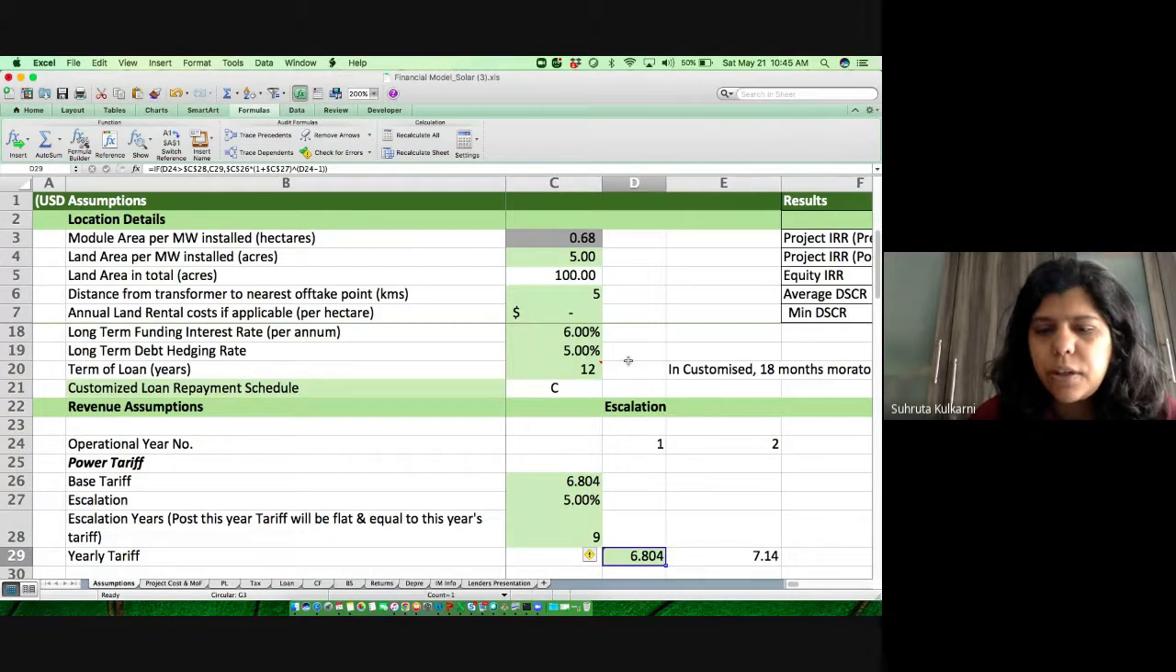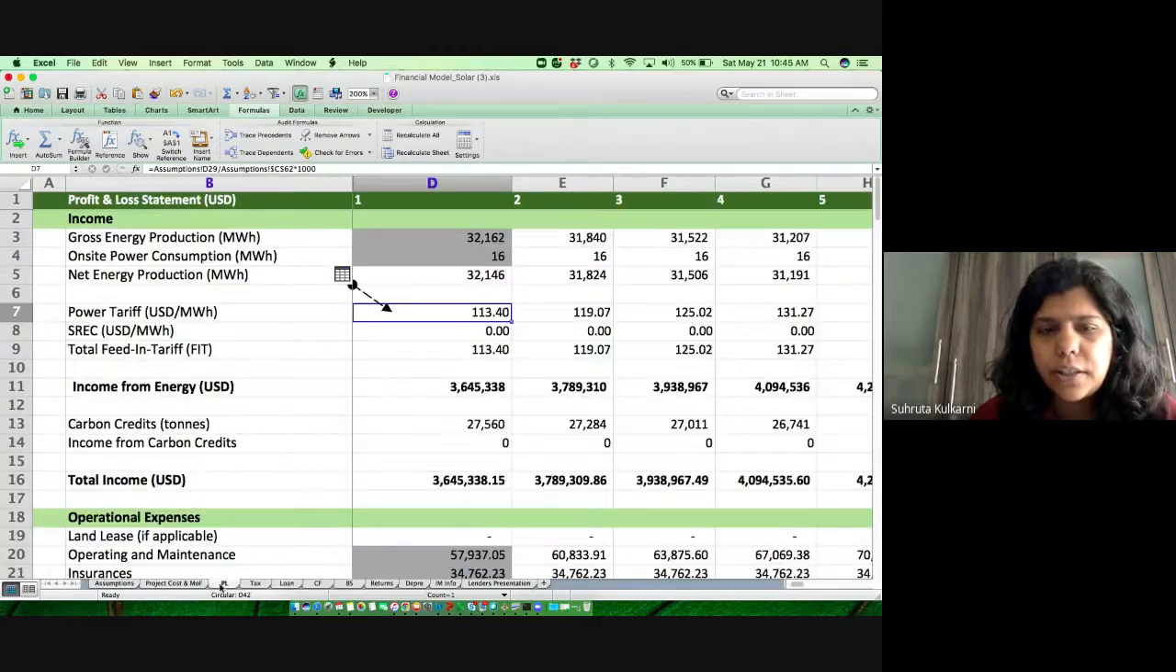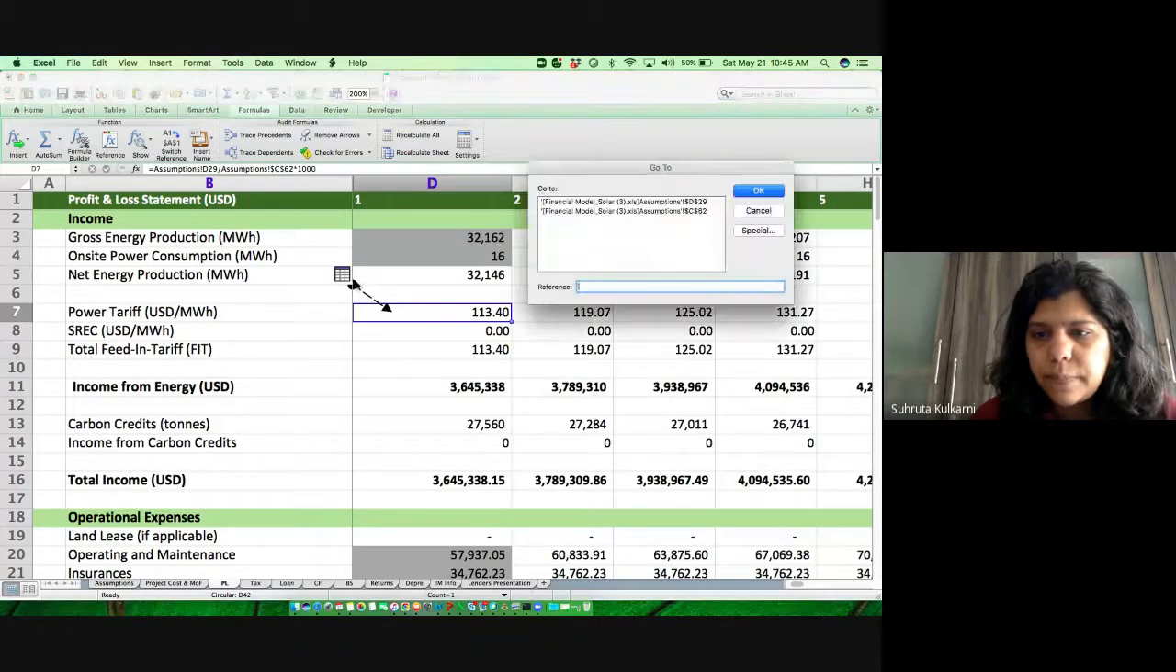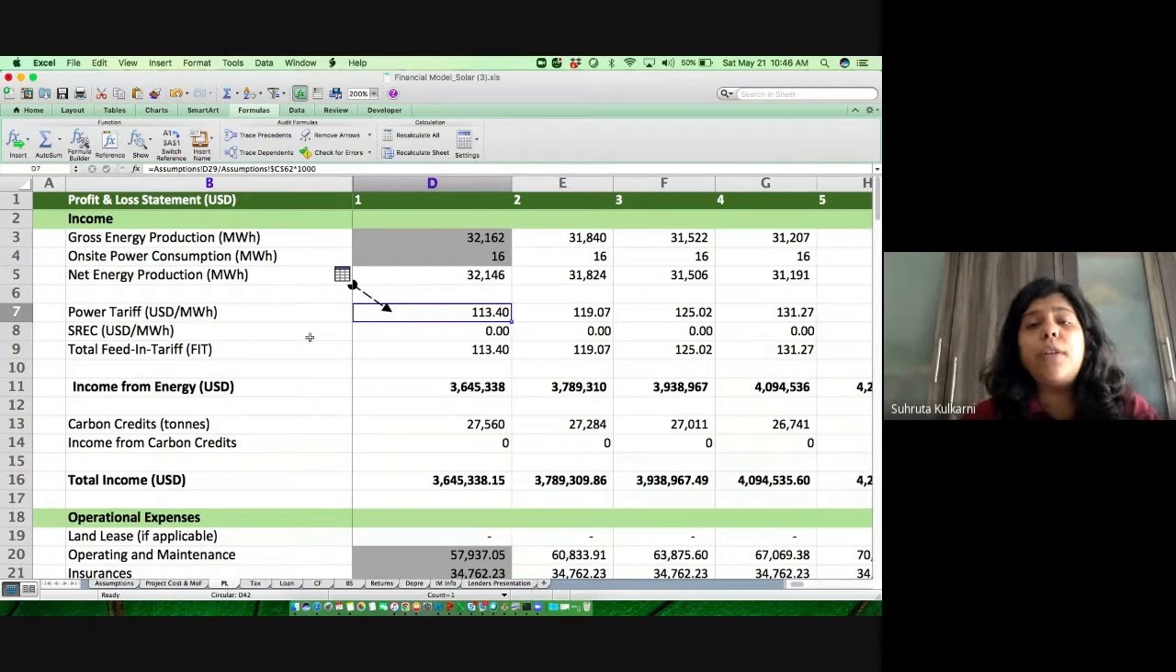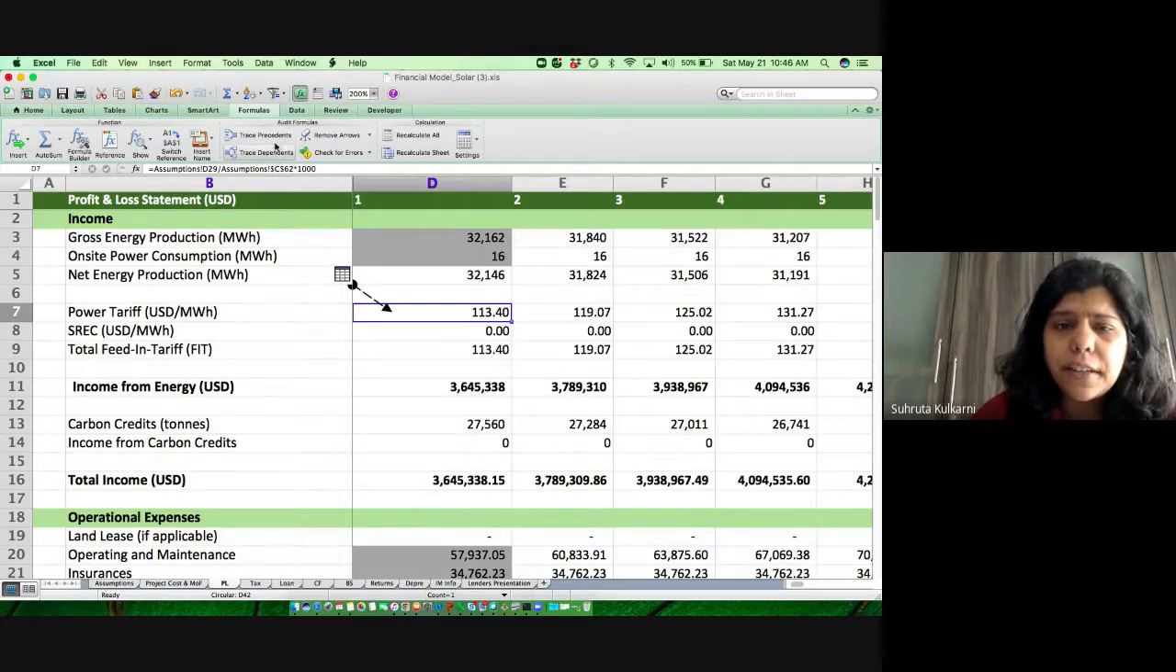See, it has taken me to D29. So I now exactly know from the assumption sheet which cell I am coming over to this sheet from. Similarly, if I click on this, it will again take me to what input I'm using for this specific formula. So for formula checking while building the financial model, trace precedents and trace dependents are some of the very important tools in Excel which you'll have to use, right? So let me remove all these arrows.